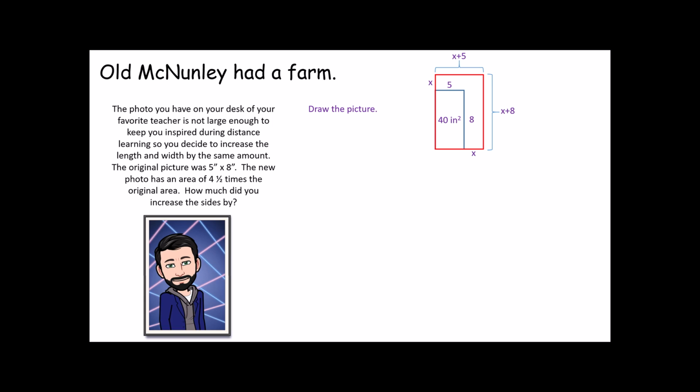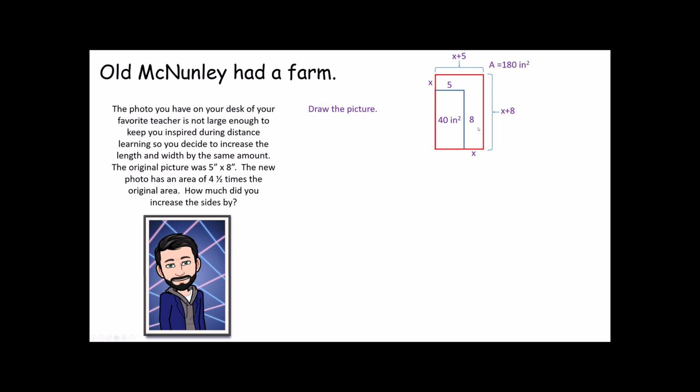And the last piece of information we're given is that the new photo has an area that's 4.5 times the original. The original was 40. That means the new area is 40 times 4.5, which is 180 square inches.